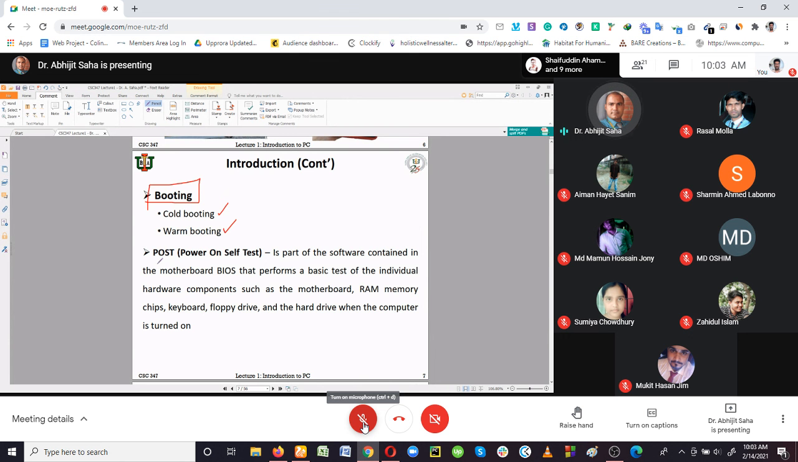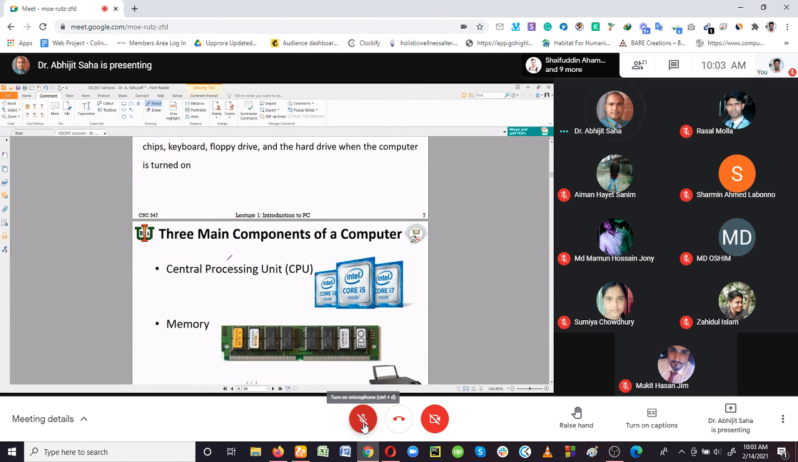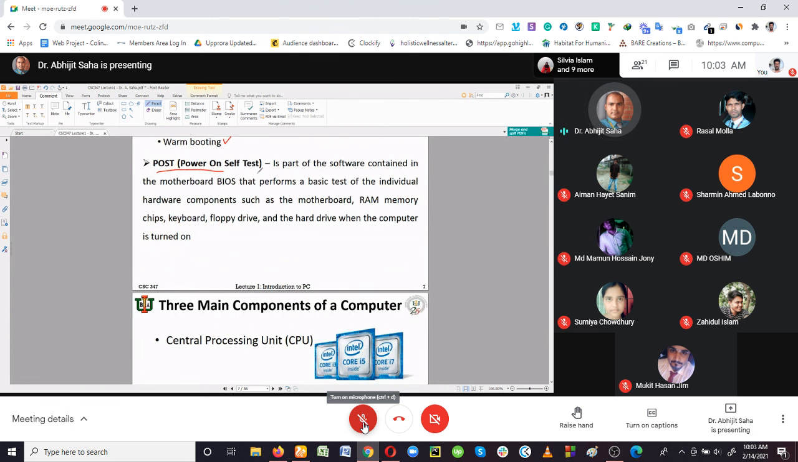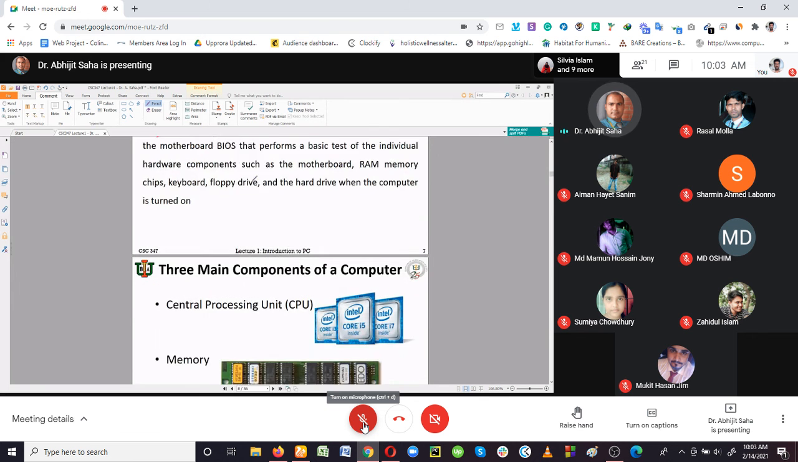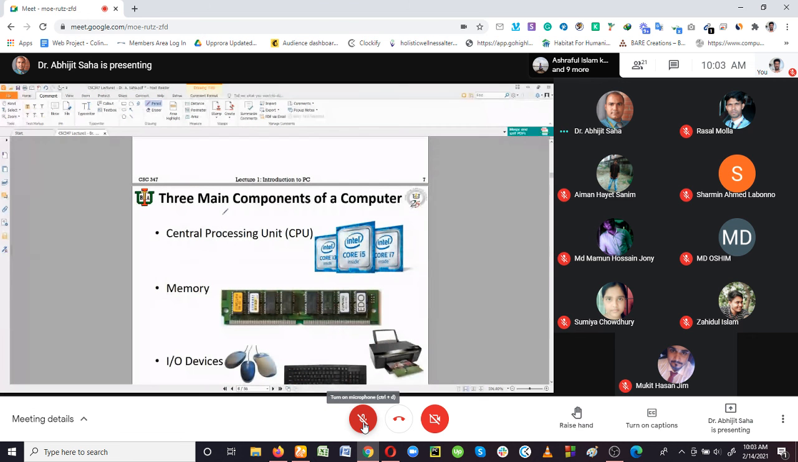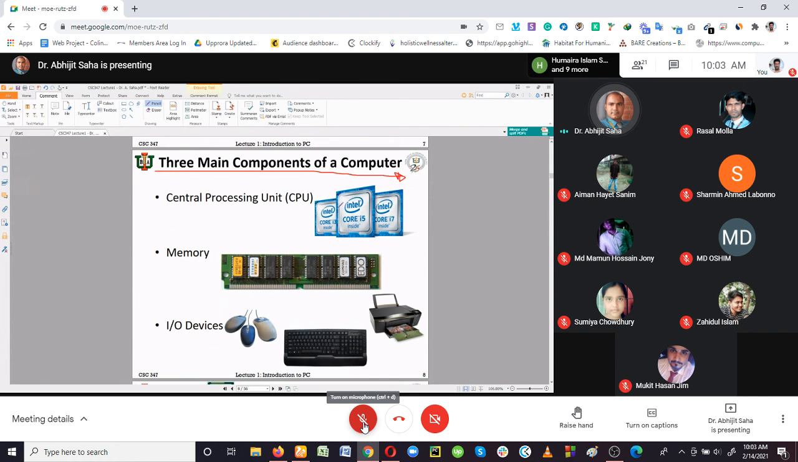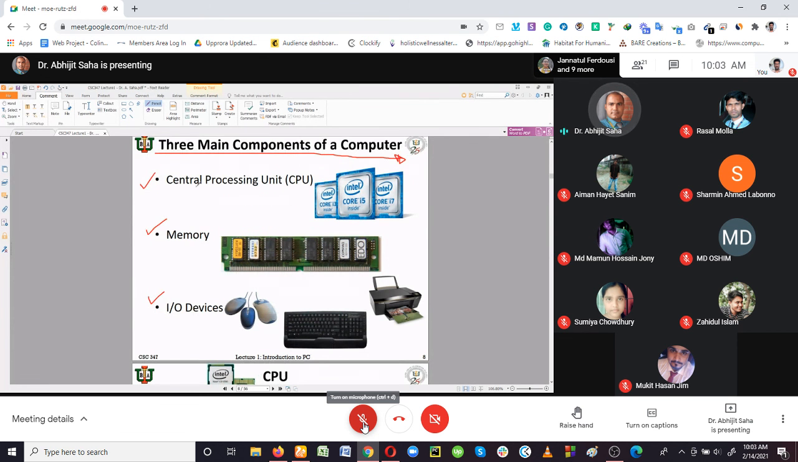And the next question is: define POST. You should tell what is Power-On Self-Test. And then: briefly discuss or explain the three main components of a computer system. If it comes, you should list the names of the three main components: the CPU, memory, and I/O devices. For each of them, you should give sufficient information.